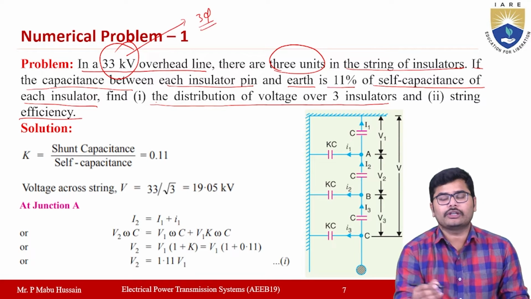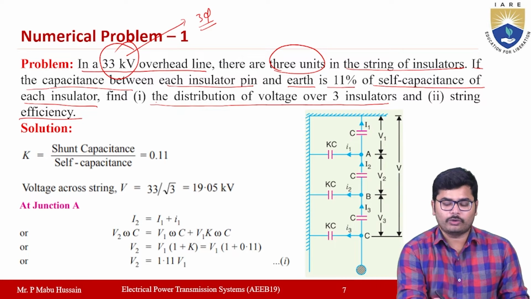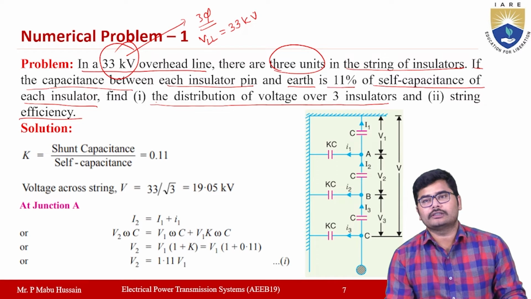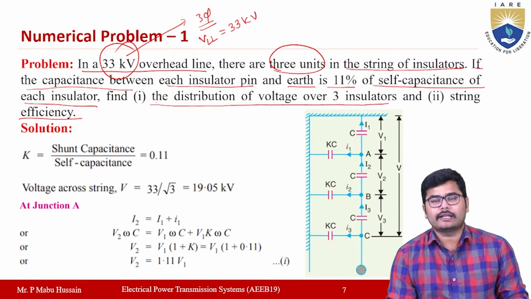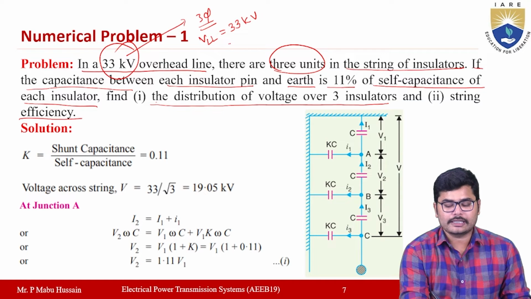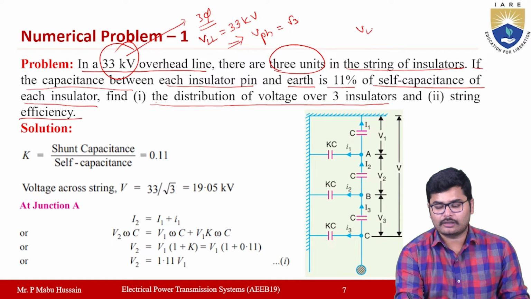In 3-phase you have high amounts of voltage. It is a 3-phase transmission line, and the voltage represented here is the line to line voltage, 33 kV. As I told before, for calculating the string efficiency you have to consider the phase voltage. So you have to convert this into phase voltage: V line to line is equal to root 3 times V phase.